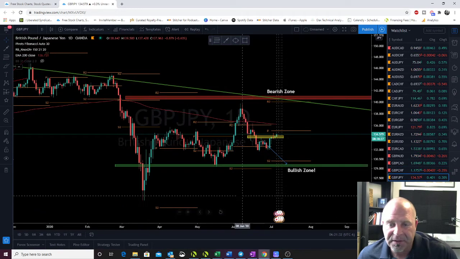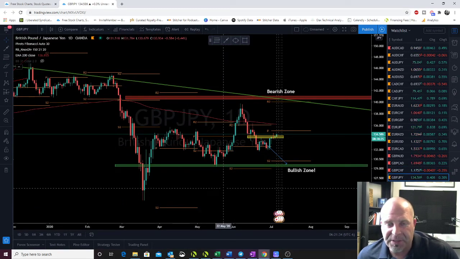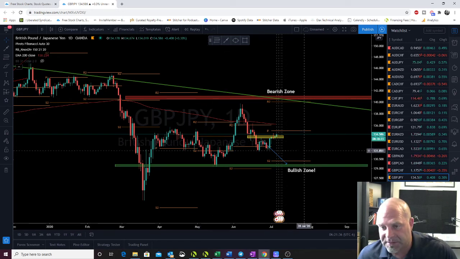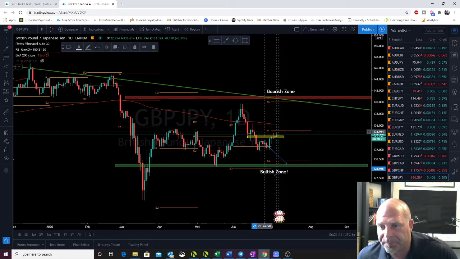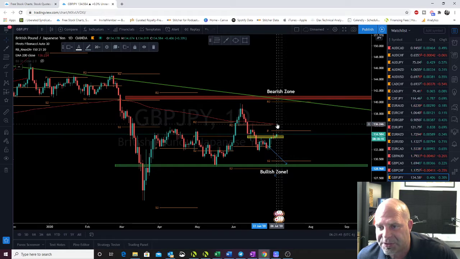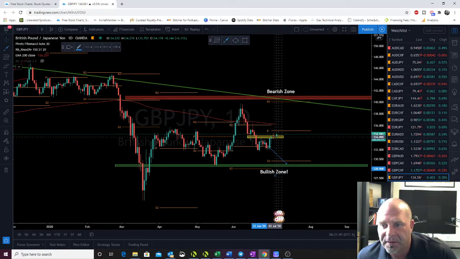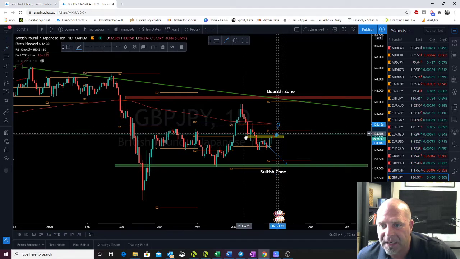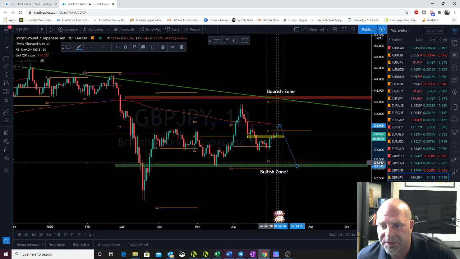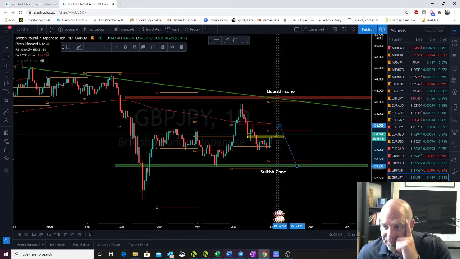Pound JPY. I don't know why I said Jappy. I'm going to look for price to shoot up possibly to that 200 EMA, and then I want to see what happens there. I might look for that sell trade from this zone.